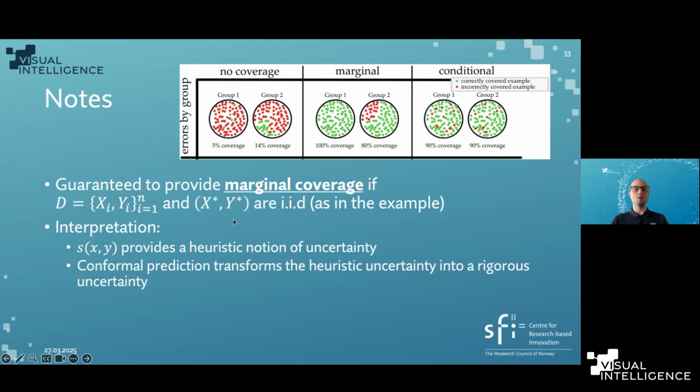So anyway, you can interpret this conformal prediction framework as where you have this conformal score S, which gives a heuristic notion of uncertainty. Then the conformal prediction sort of transforms the heuristic uncertainty into a rigorous uncertainty estimate.